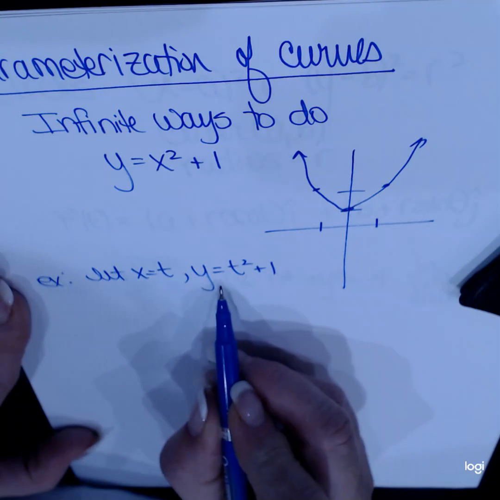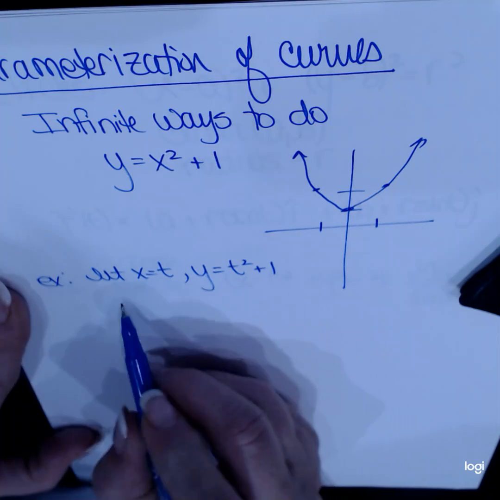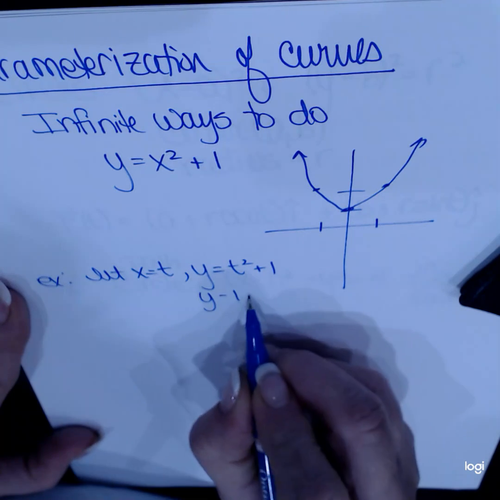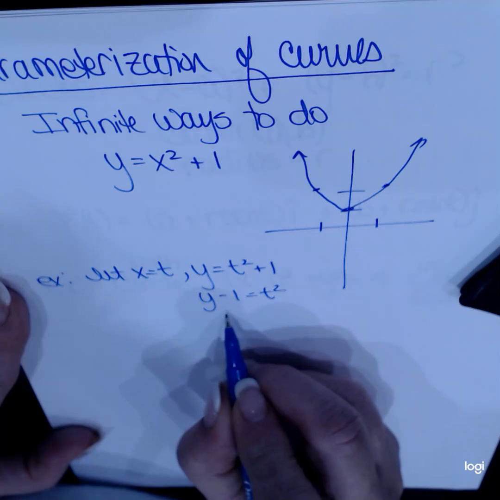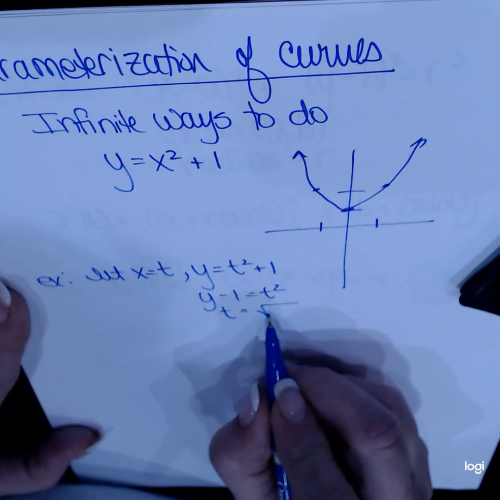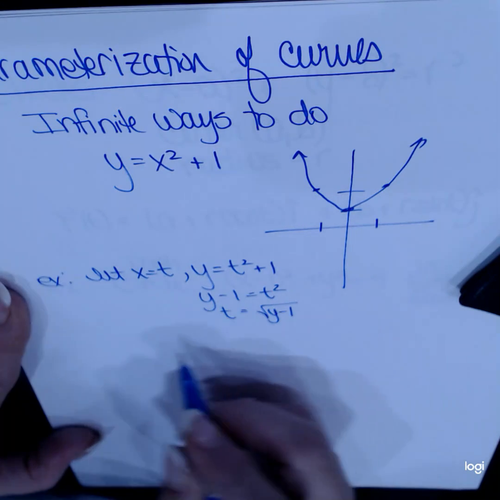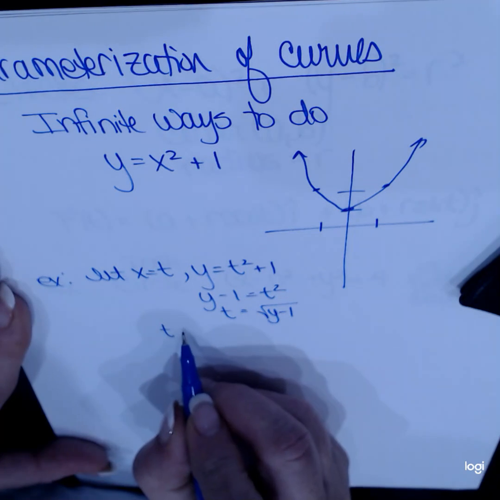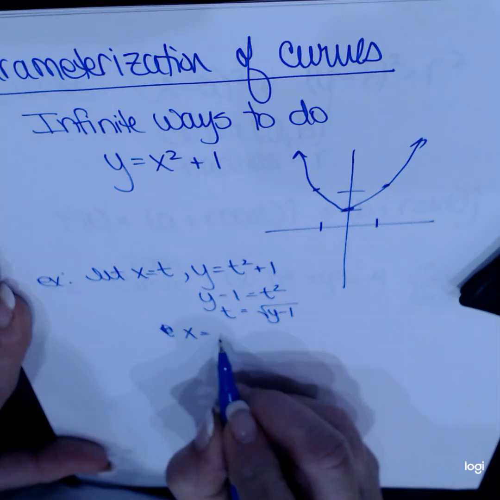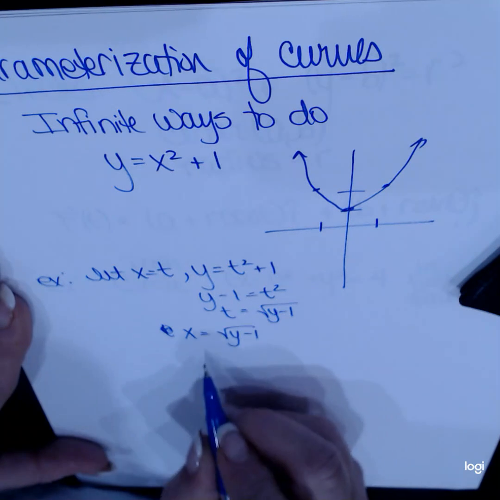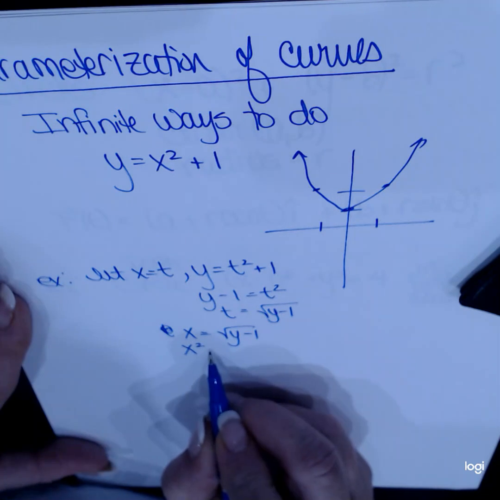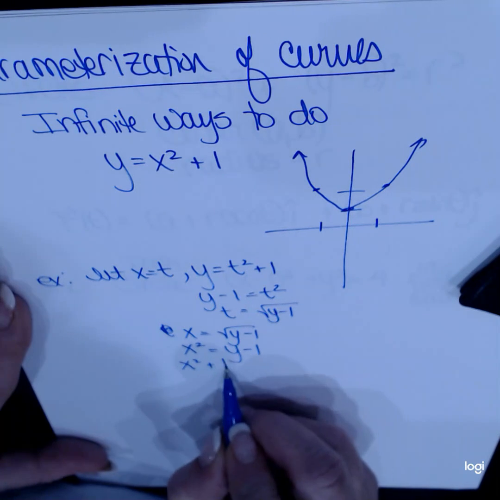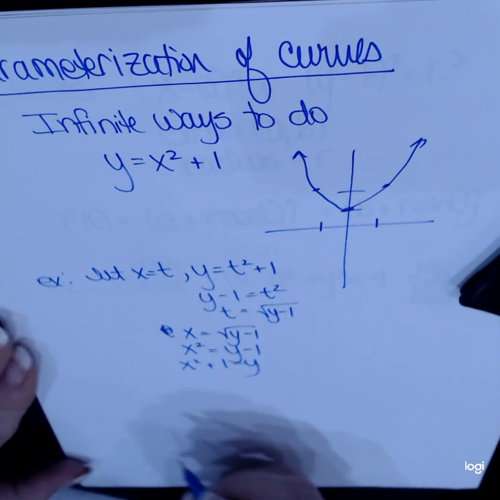How do we eliminate the parameter? Remember, we solve each of these equations for t, so x equal t is already done. Here I'm going to bring the 1 over to the other side and then take the square root of both sides. So I get t is equal to the square root of y minus 1. And if both of those are equal to t, then they must be equal to each other. So we get x is equal to the square root of y minus 1. Going ahead and squaring both sides, x squared is equal to y minus 1, or x squared plus 1 is equal to y. So that's one way I could do it.